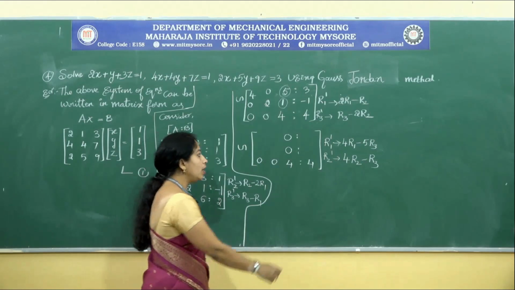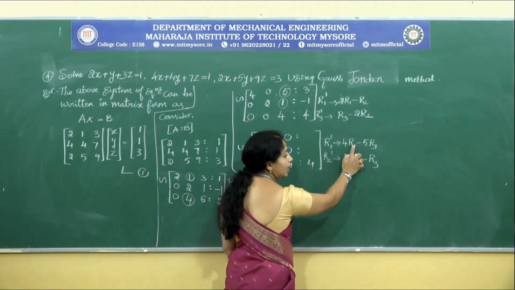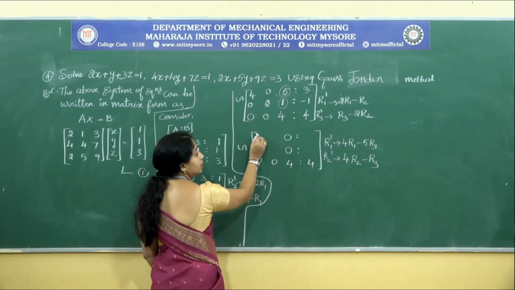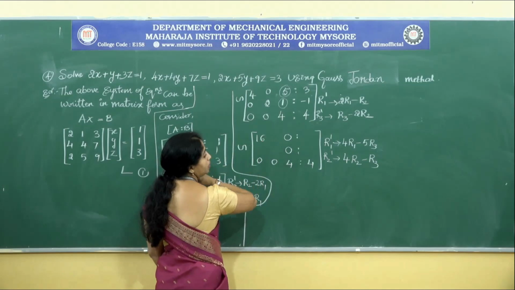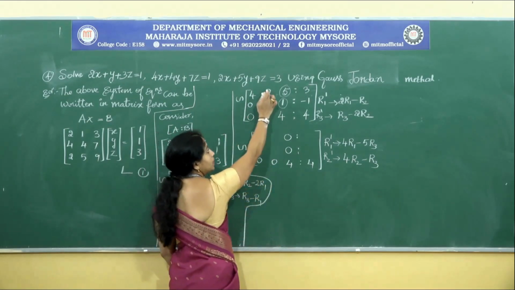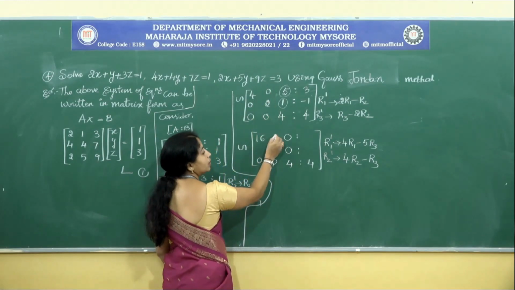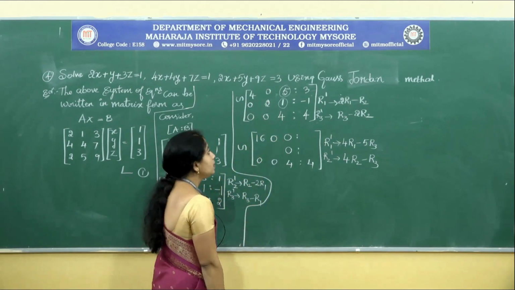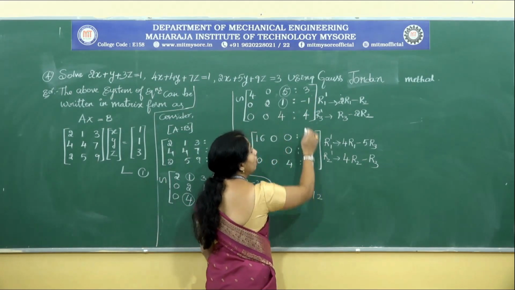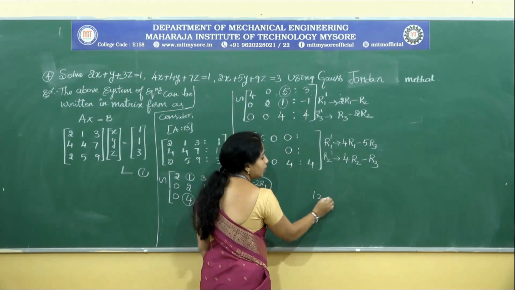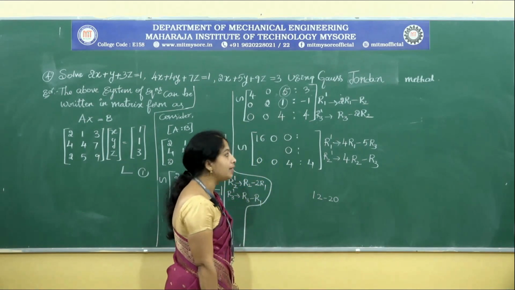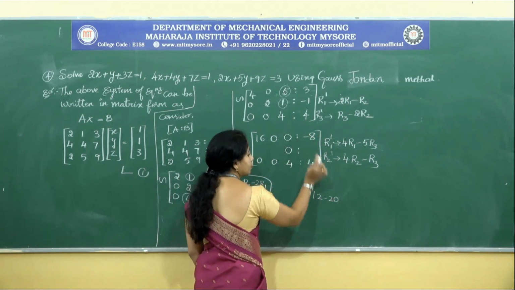See the row operation, R1 dash is 4 times R1 minus 5 times R3. 4 into 4 is 16, 16 minus 5 times 0, you will get 16. This element is 0. See the last element, 4 times R1 means 4 into 3 is 12 minus 5 times R3, that is minus 5 into 4 is 20. 12 minus 20 will be minus 8.